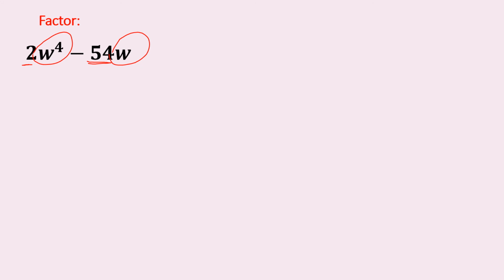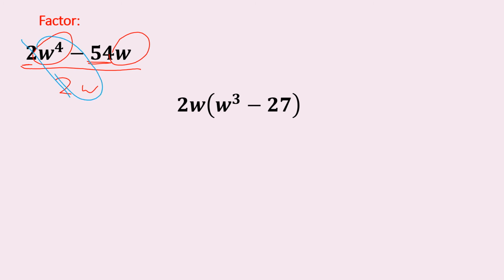So obviously the GCF is 2. They also both have at least one W, so we're going to take out a 2W. Okay, we divide both of these terms by 2W, and we get what's inside the parentheses here. So to go through the steps, the 2's would cancel, subtract exponents. Here we would have 27, and then the W's would cancel.